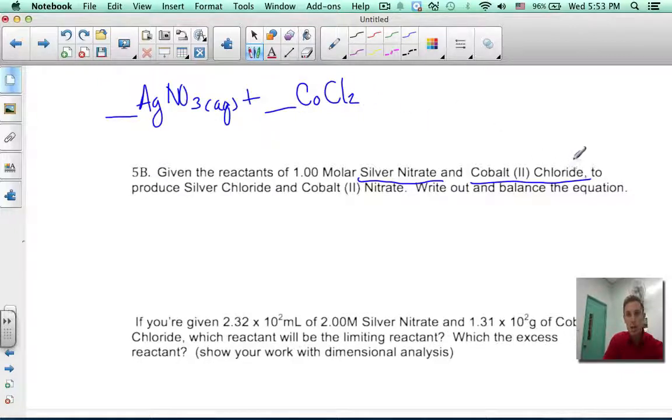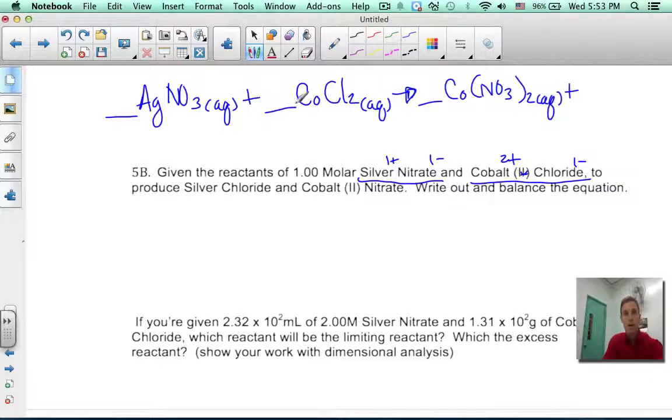That means each chloride is 1 minus, each cobalt is 2 plus. It tells you right here. Each nitrate is 1 minus, each silver is 1 plus. They balance out. These guys need a 2 here. This is aqueous as well. We get a product. We get cobalt 2 nitrate, which is aqueous, and we get silver chloride. Silver chloride is a solid.